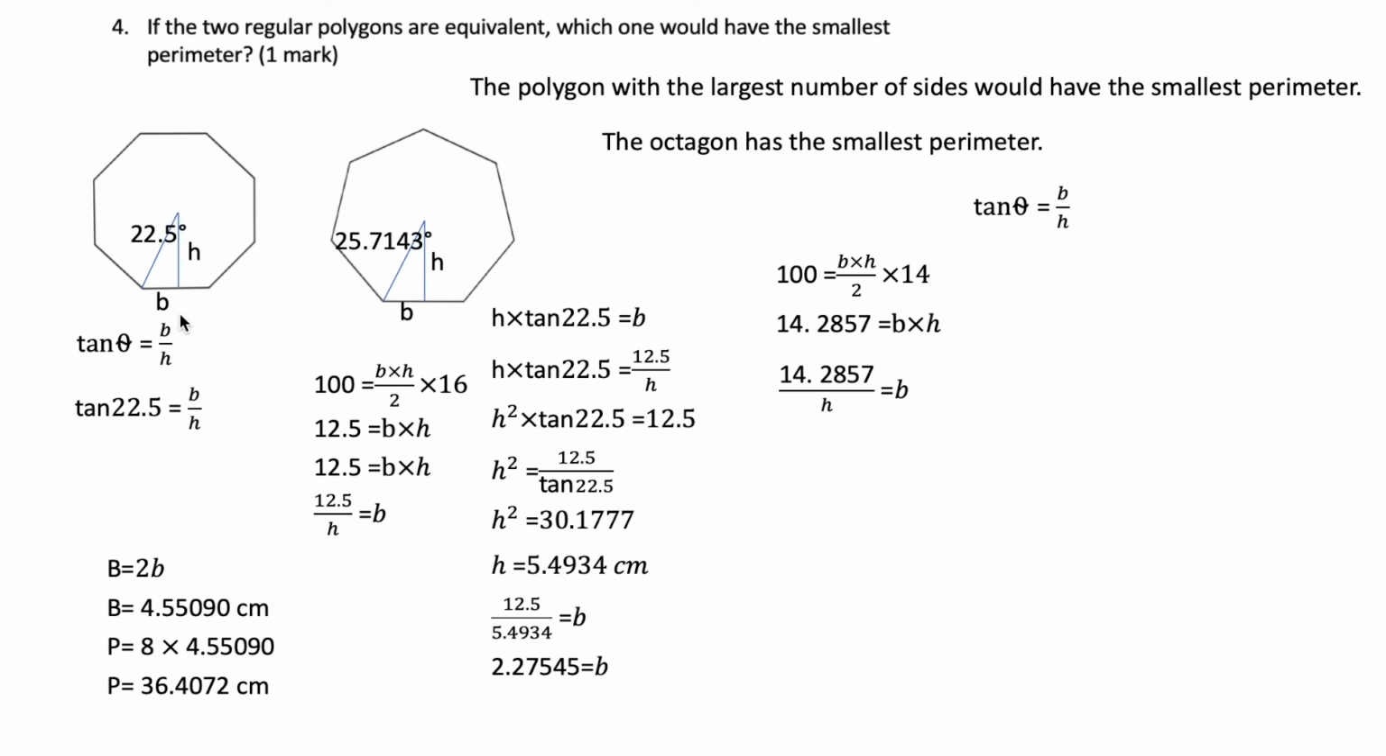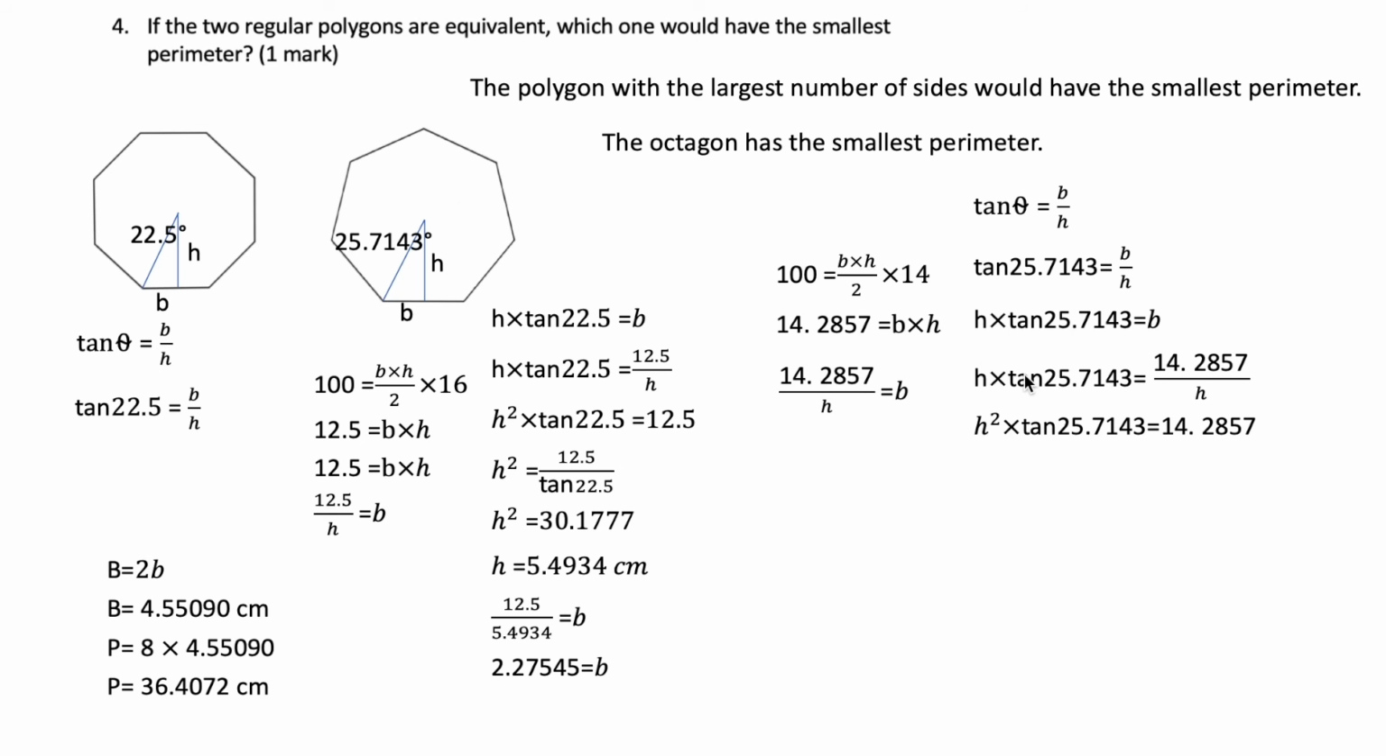Okay, and we also have this tangent of theta is base divided by height. And so the base is going to be the tangent of 25.7143 is base divided by height. Cross multiply the height. We have height times the tangent of 25.7143 is the base. Both of these are equal to the base. We're using the comparison method. H times tan of 25.7143 is equal to 14.2857 divided by h.